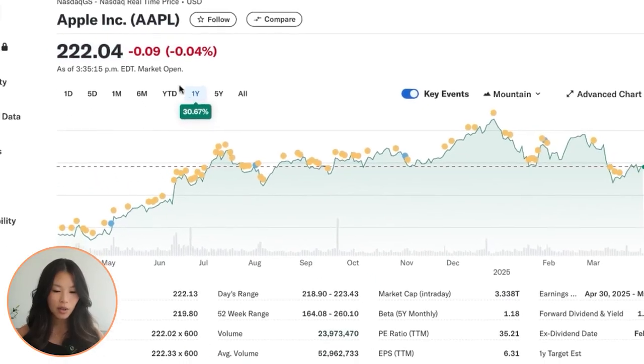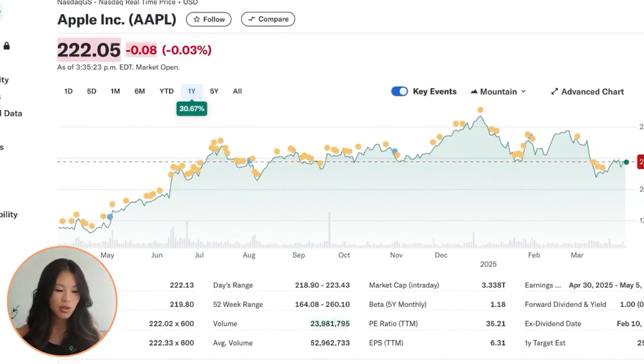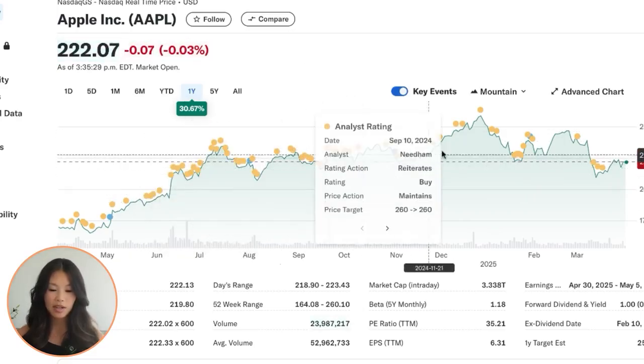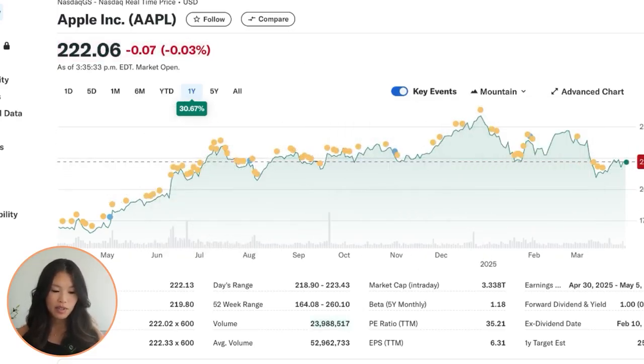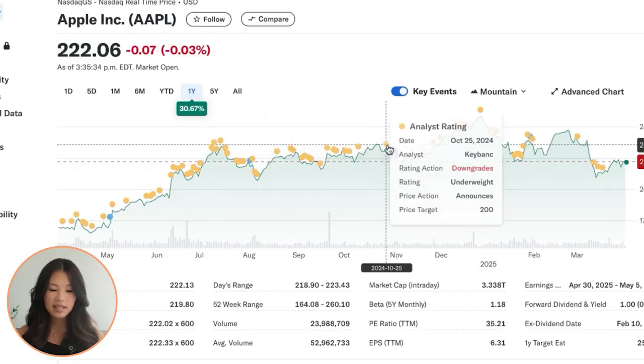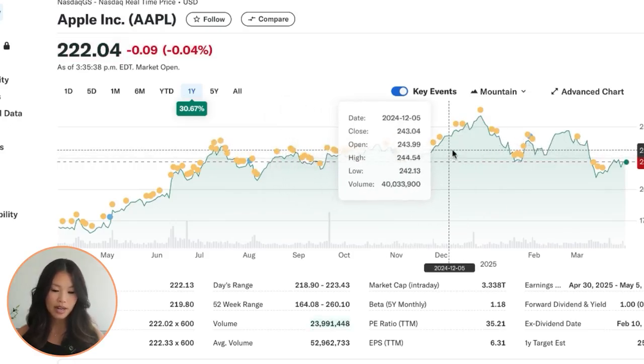Let's first look at the 1 year. This chart shows you how the stock has performed over the past 12 months. You'll notice the line moves up and down. This represents the stock price over time. Hovering your mouse over the line gives you specific dates and the exact price at that point in time.